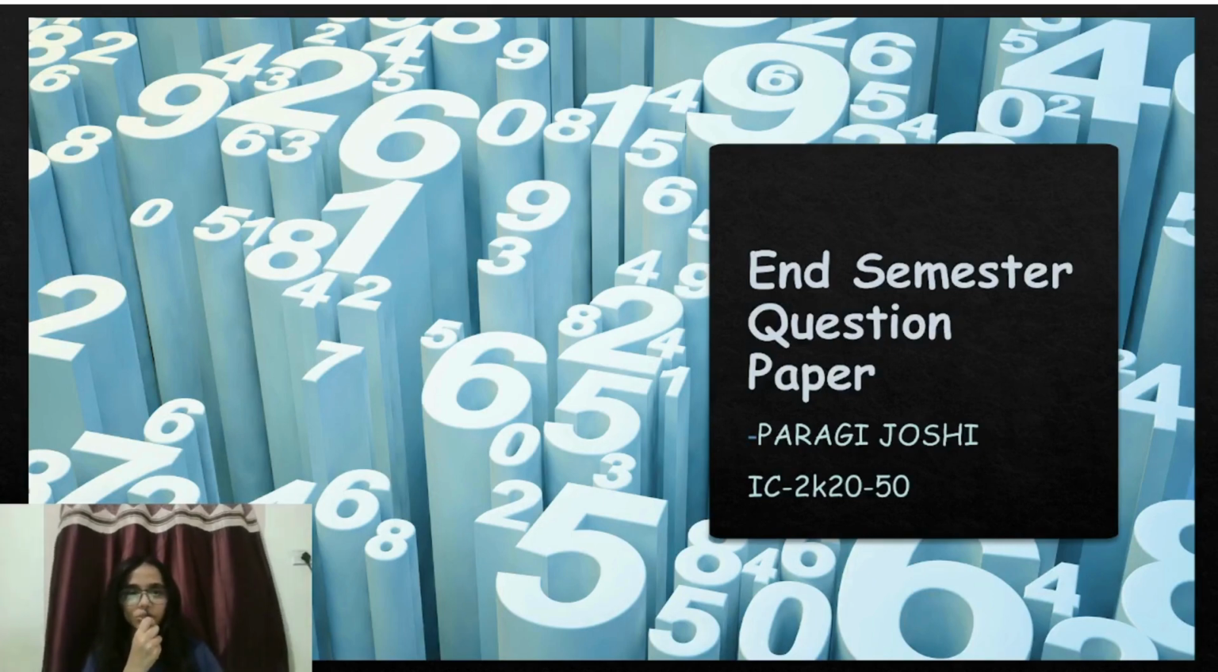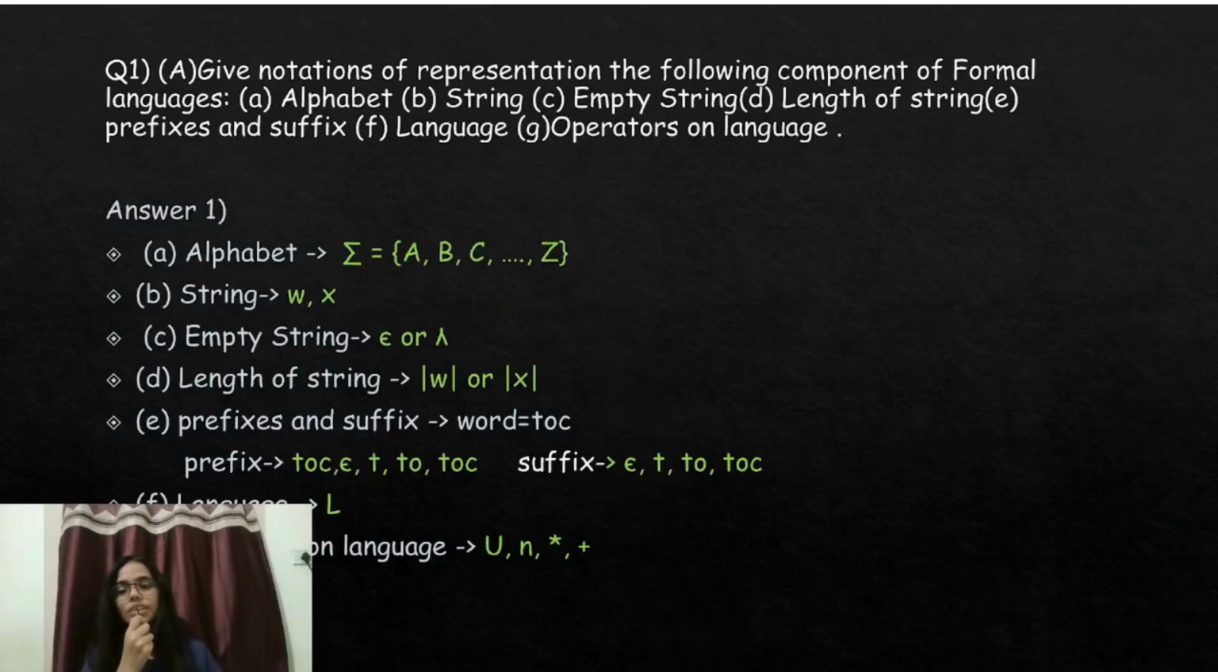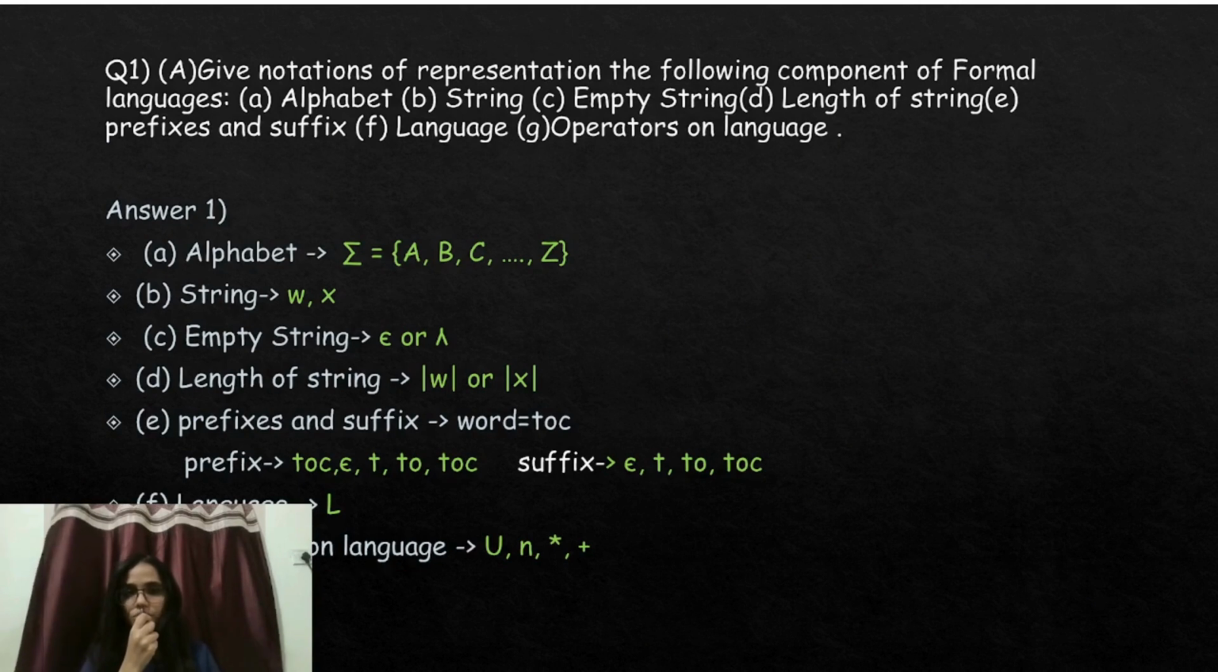In today's video, we are going to solve the end semester examination question paper. So let us proceed. Question number one. Give notations of representation of the following components of formal languages. In this question, we have to represent the components of formal languages.